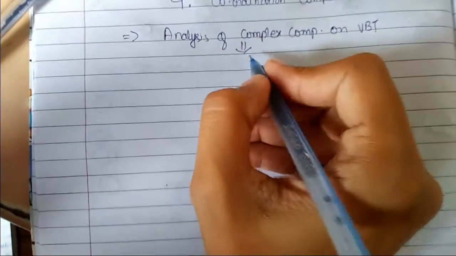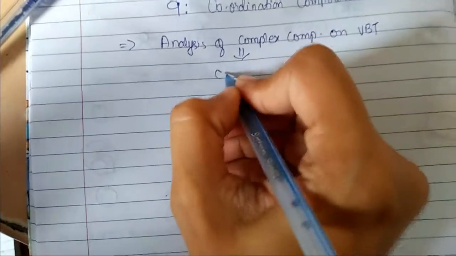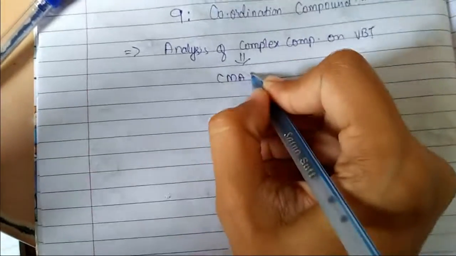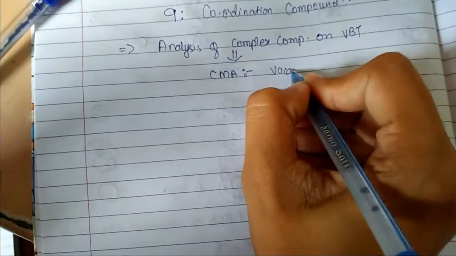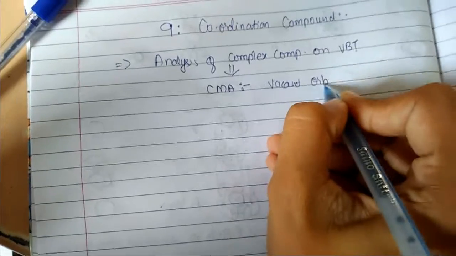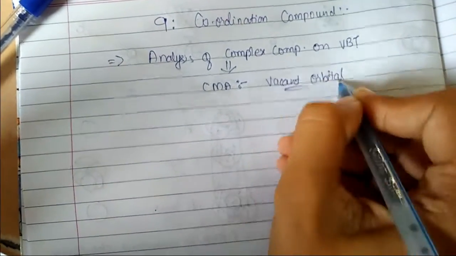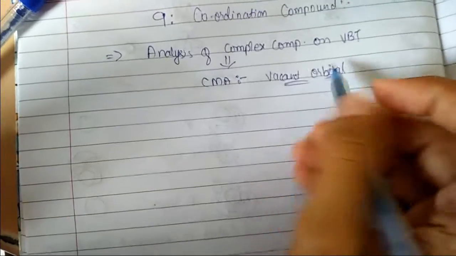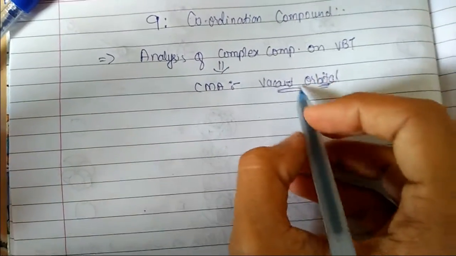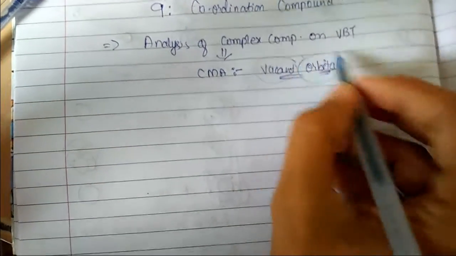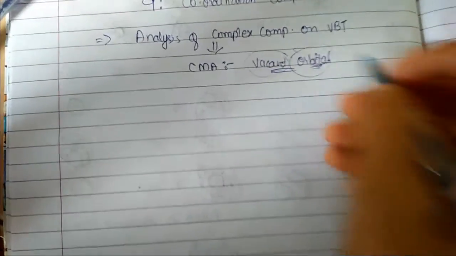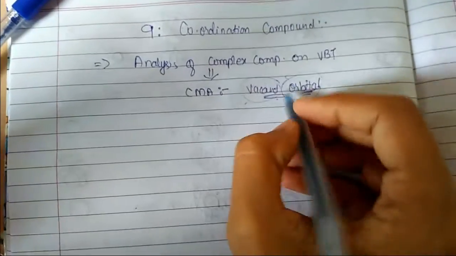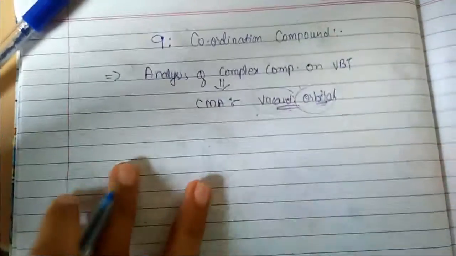The criteria to form a complex compound is that the central metal atom must have vacant orbitals. Why do they need to have vacant orbitals? So that the upcoming ligands can donate the pair of electrons and that electron pair can be accommodated in these vacant orbitals. Correct? So the overlapping will take place over here.